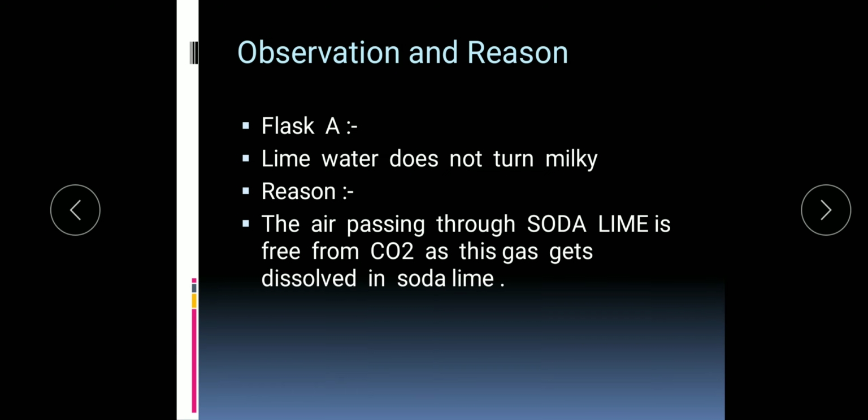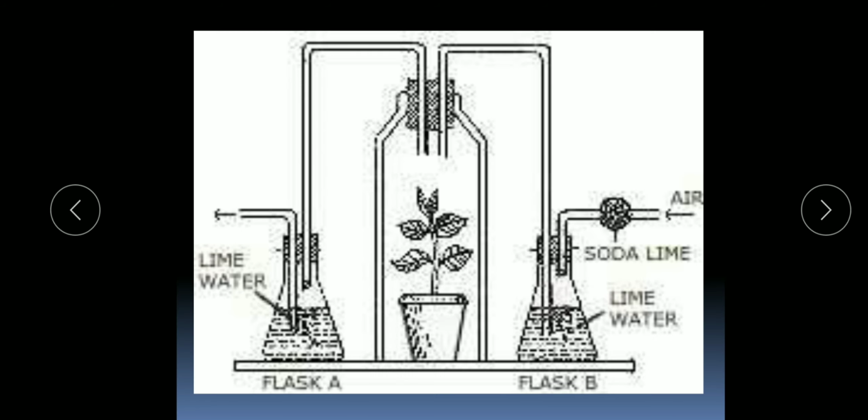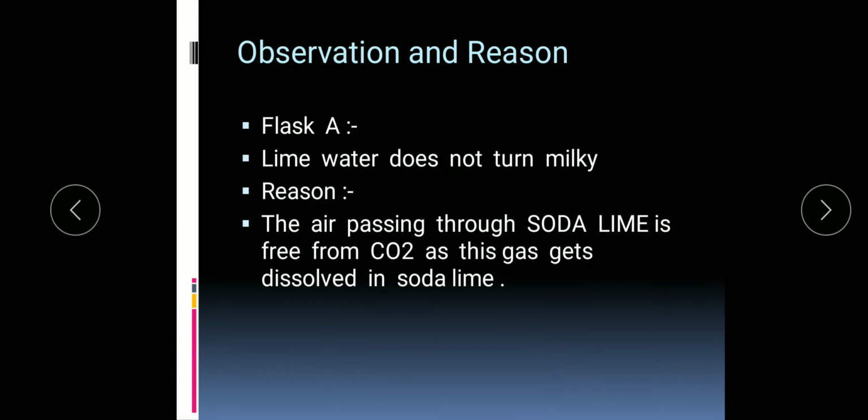So now we have to see the observations. So in the flask A, the lime water does not turn milky. And the reason is what? Why this lime water is not turning milky? Because the air coming through soda lime will absorb the carbon dioxide. So this lime water is proving that the air coming from the air pump and passing through the soda lime is free from carbon dioxide.